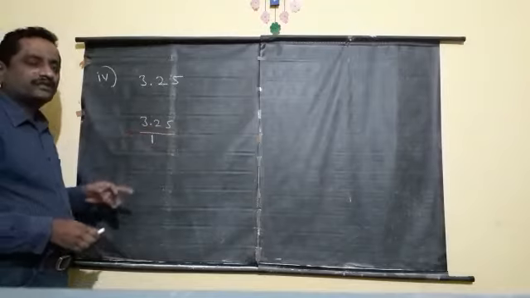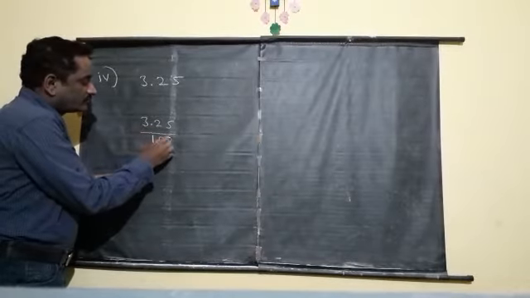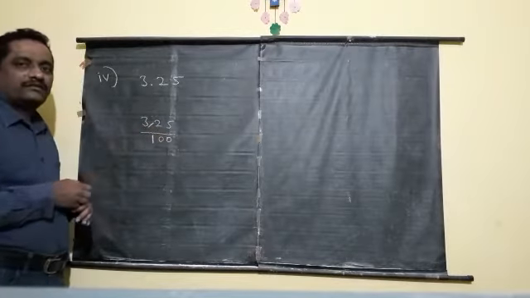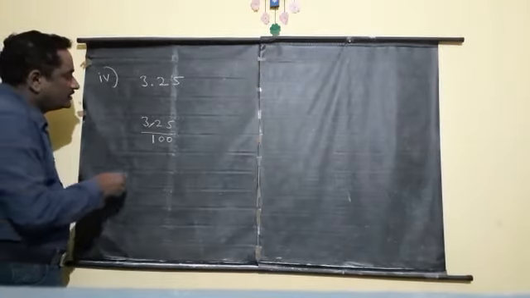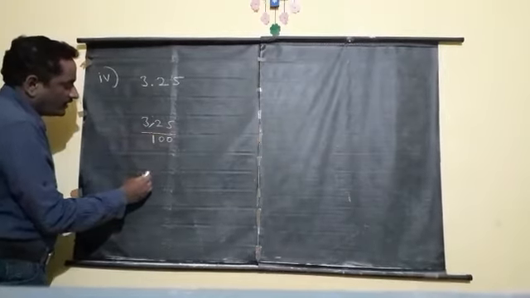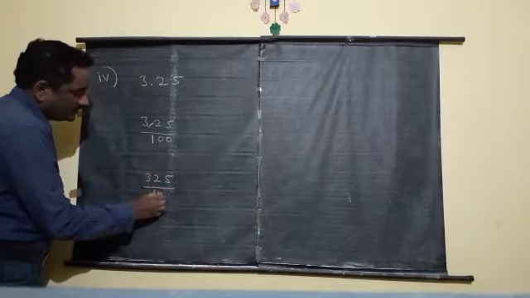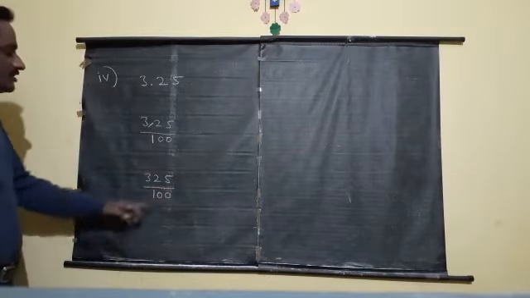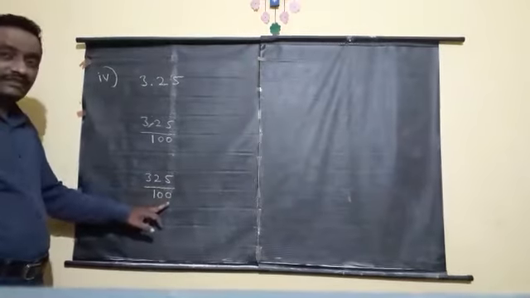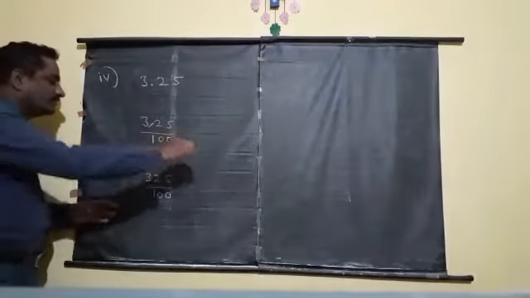After the point, 2 digits are there. So write 2 zeros. This point we can cancel. The point has been cancelled. Then it is 325 by 100. So now cutting is possible here: one place 5, here one place 0. So up and down we can do cutting with 5.